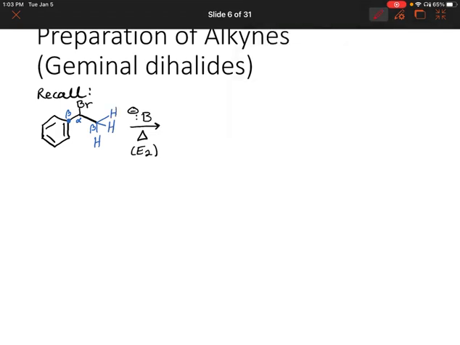So the base can come in, grab one of those hydrogens, and remember it's the lone pair that's grabbing onto the hydrogen. Then the electrons are left behind to form a double bond, and then the leaving group is kicked out. All right, so then we end up with a double bond. So that's our alkene. And we would actually call that a terminal alkene because it's on the very end of the molecule.